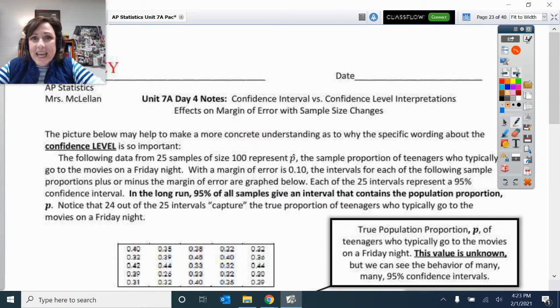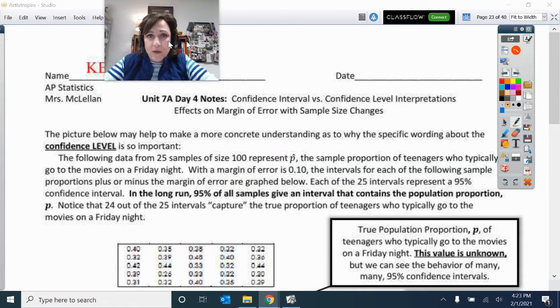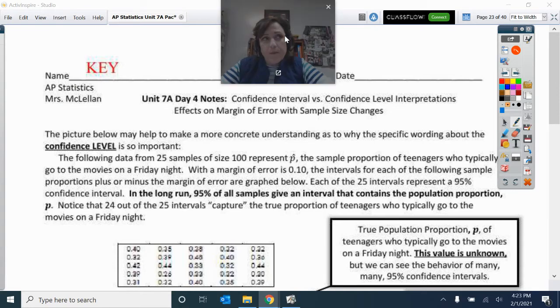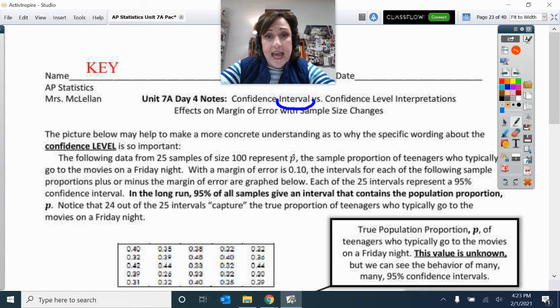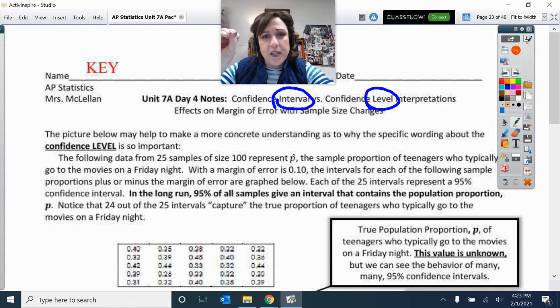Okay, today we want to talk about some really tedious language between confidence interval and confidence level. We have got to really understand the difference between those interpretations. This one is tricky to get correct, so we're going to talk about that. Hopefully I can make that make sense for you.